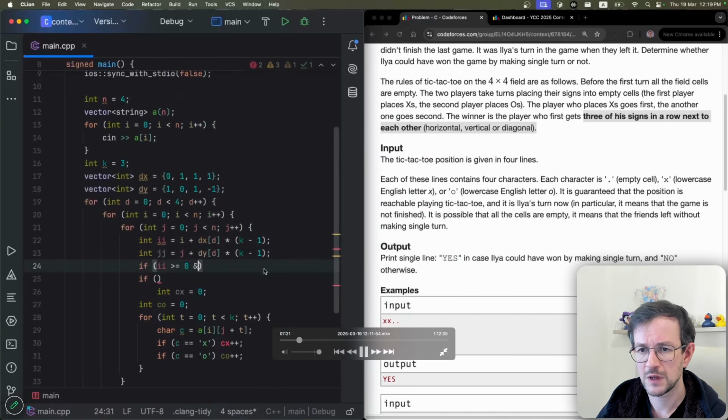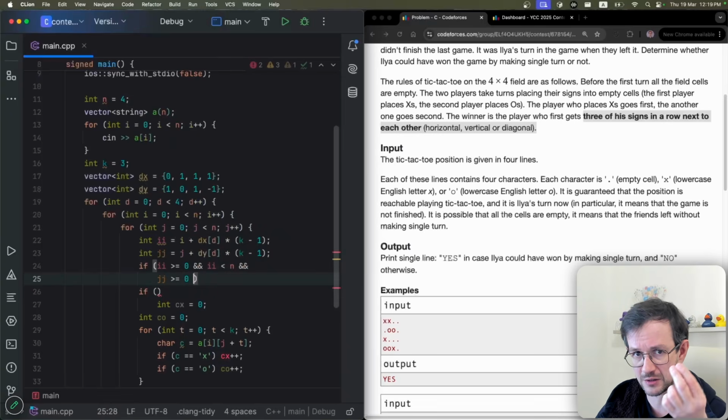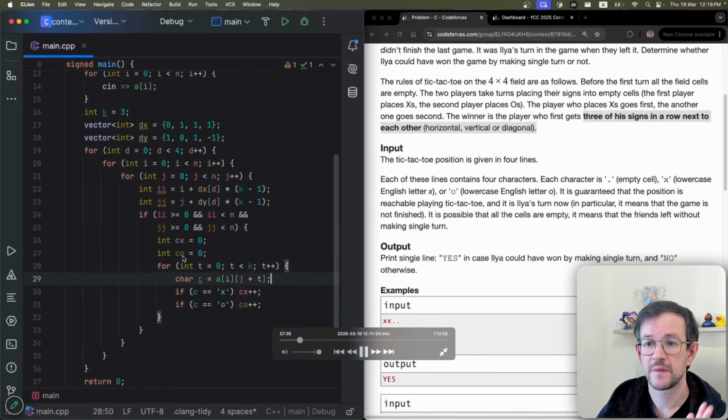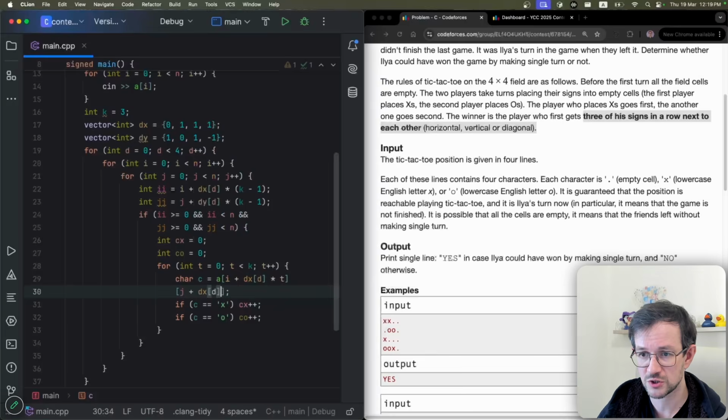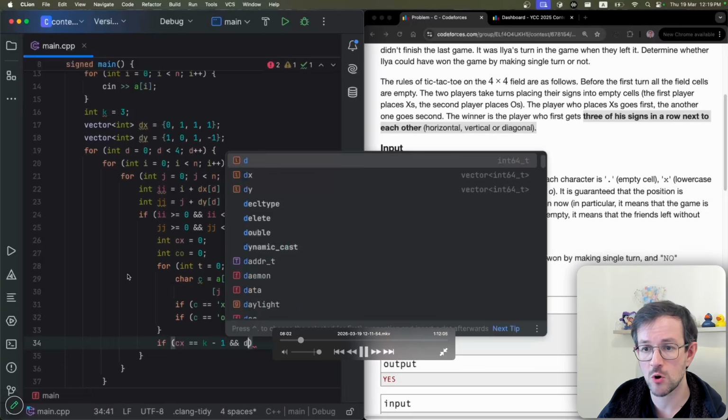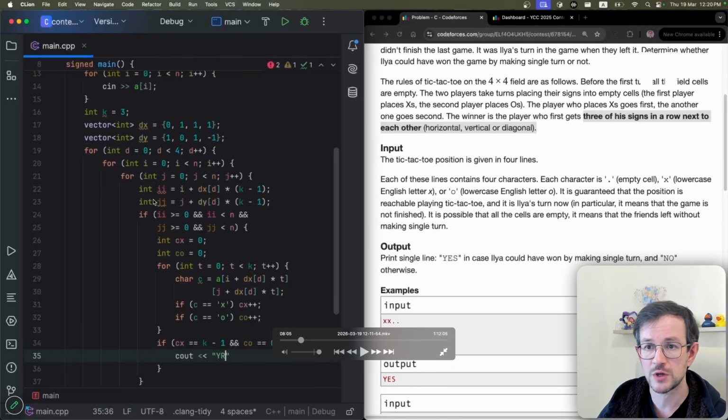Something like this. So I find the start of the line will be here, the end of the line will be here, and I just check if the end of the line is inside the field. If it is, then I check this line. I go in this direction, go in this direction. Oh, this should be dy, this one should be dy. I will fix it.